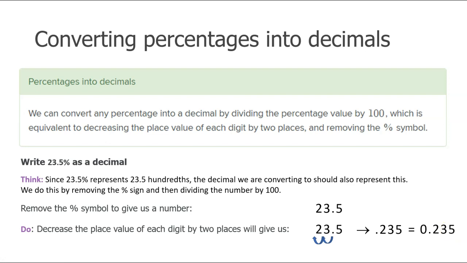23.5% is the same as saying 0.235. It's 0.235, 235 hundredths. Okay, so that's how we've taken out our percentage sign in the end.